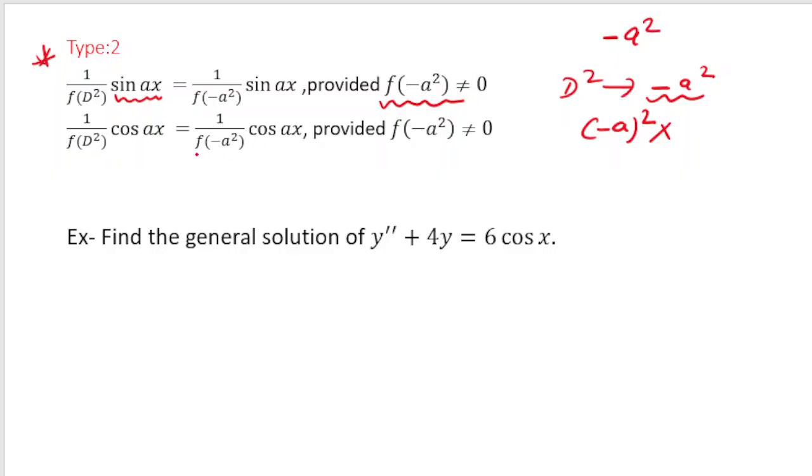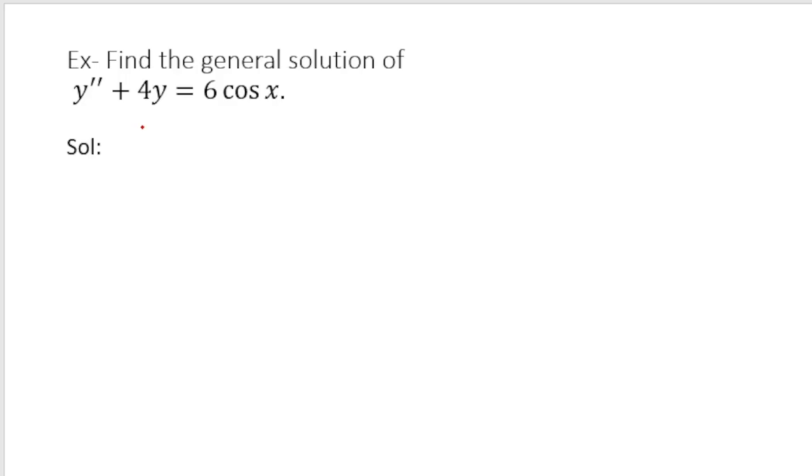We have the same result for the cos function also. So to solve it, let me take this example. I think we have the same example on the next page, so let me take it here. So what will be the solution? The solution should also be written as CF plus PI. It is a common trend, and before I solve this, make sure that you write it in operator form: D square plus 4 y is equal to 6 cos x.